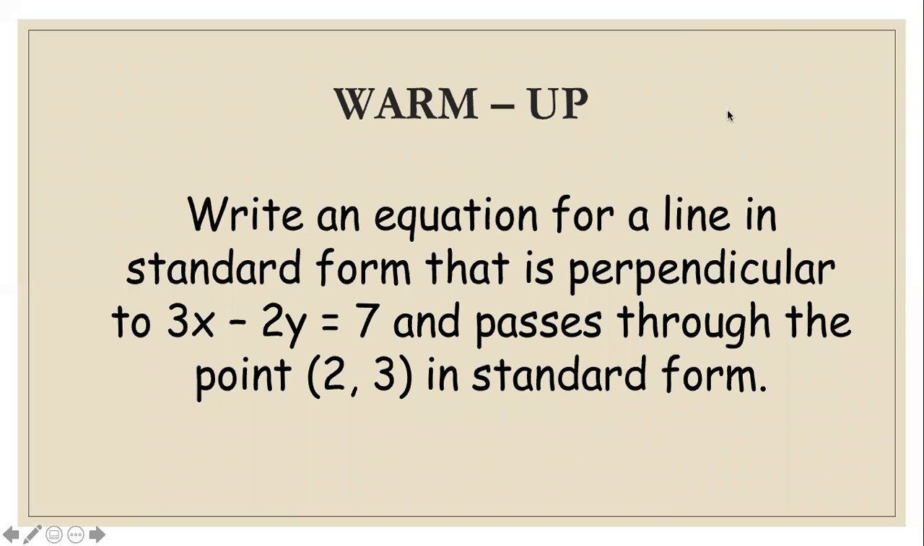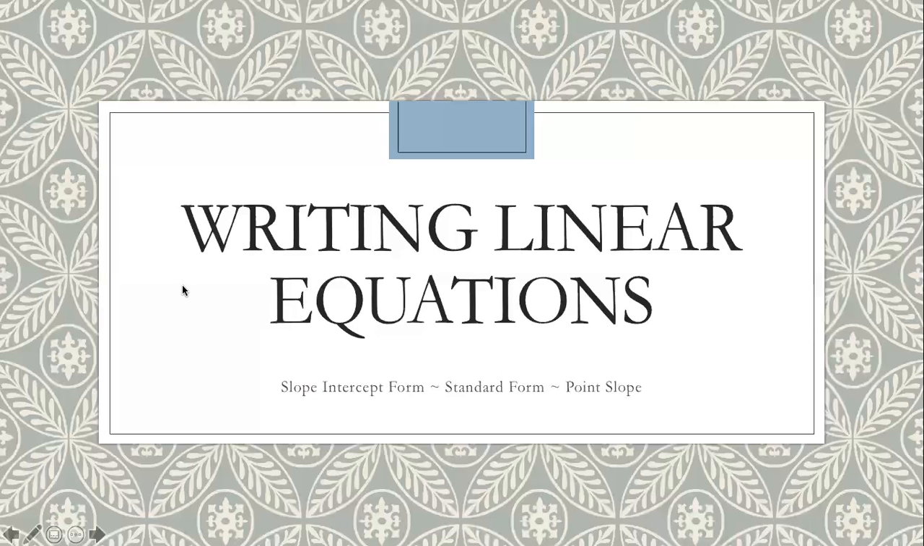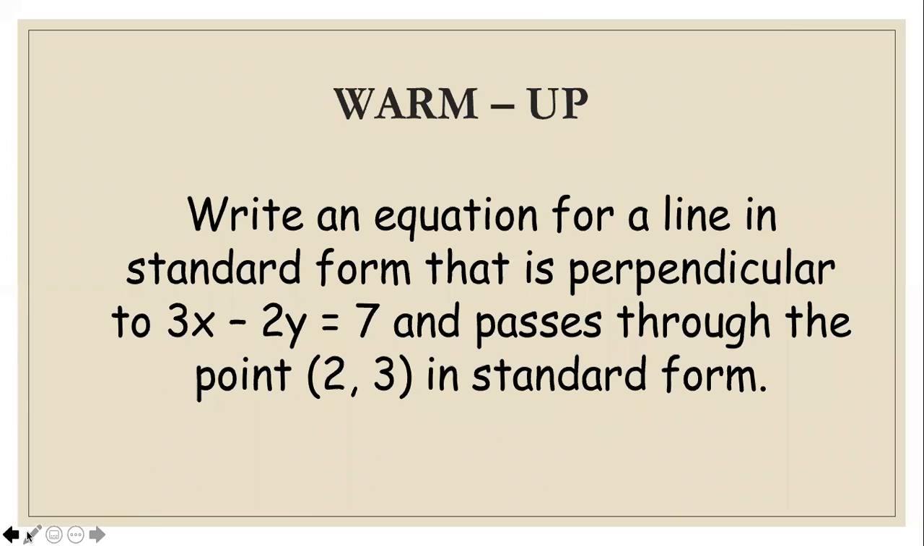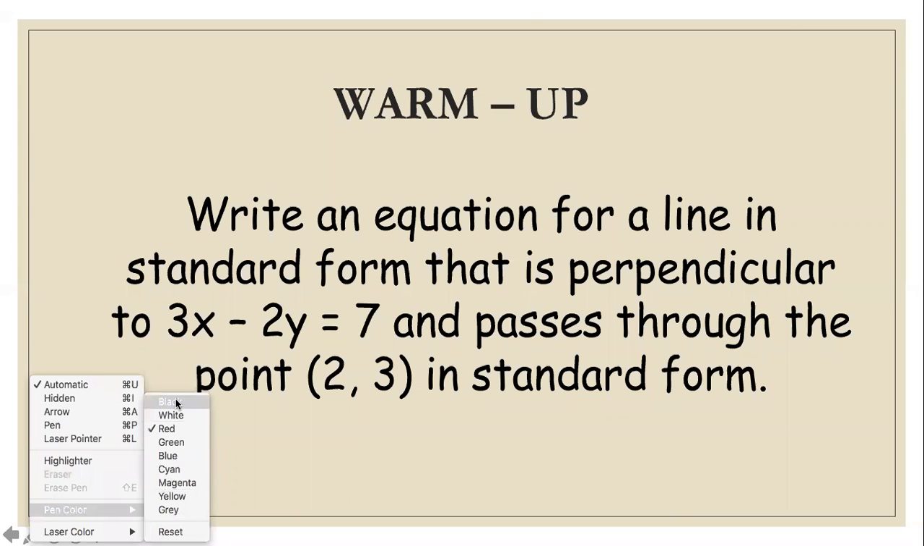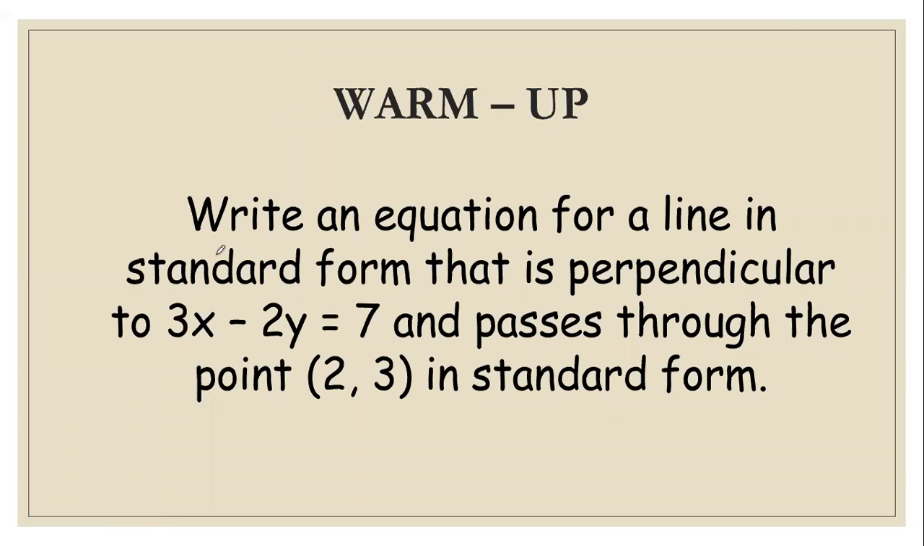So write an equation for a line in standard form. Oops, standard form. So that's Ax plus By equals C. That is perpendicular to 3x minus 2y equals 7 and passes through the point (2, 3) in standard form.